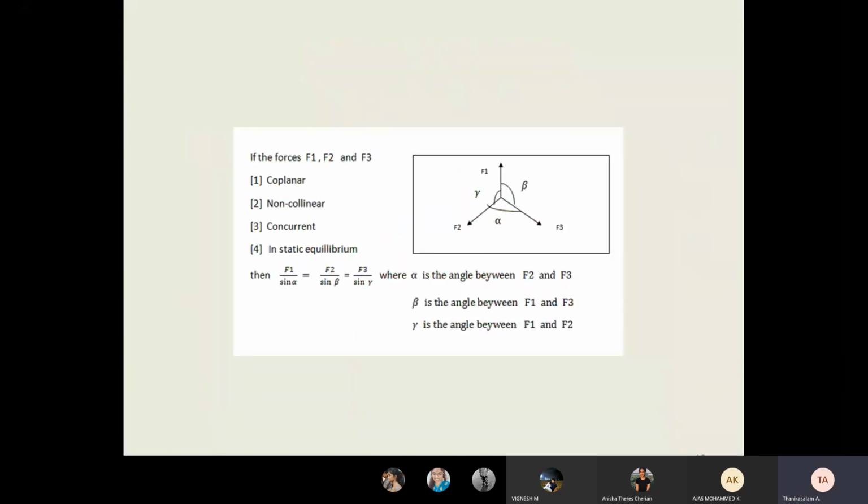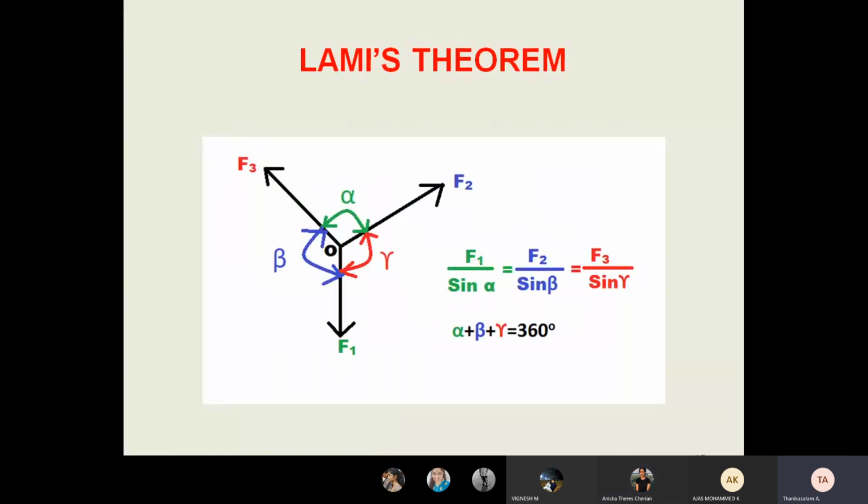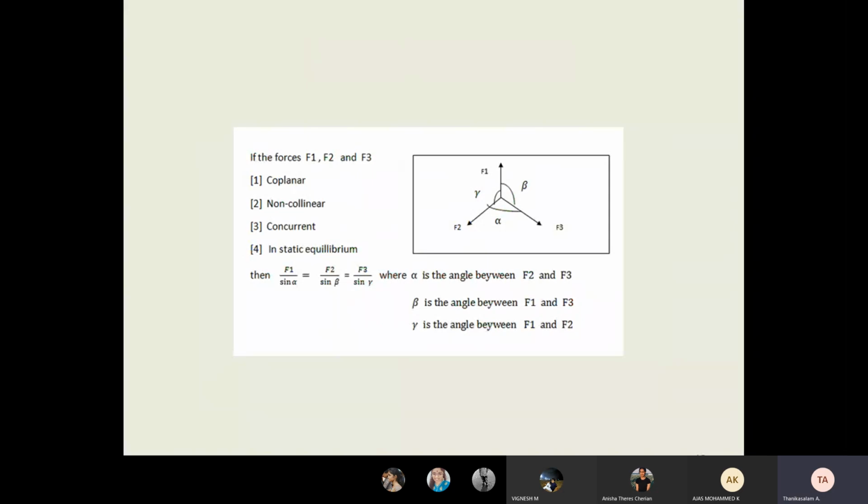This is the statement. So, another explanation. If three forces F1, F2, F3 are coplanar, what is coplanar? The XY plane, the forces lying in the XY direction only. Non-collinear means not acting along a line, whereas collinear means all the forces lie on a single line. Concurrent means all forces meet at a single point, see, meeting at point O. Then static equilibrium. When you say equilibrium, the formula is F1 divided by sine alpha, F2 divided by sine beta, F3 divided by sine gamma.